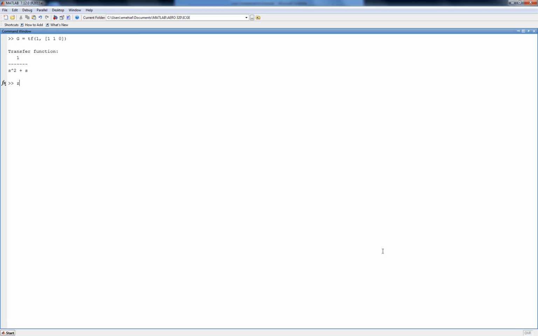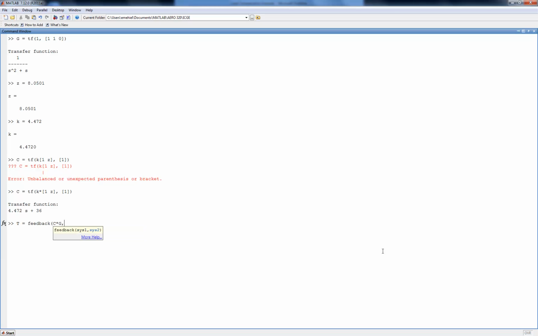We can define z as 8.0501 and k is equal to 4.472. We can define our controller using the tf command as k times [1, z], and then the denominator here is 1. Got to put the multiplication in there. And then we can define the closed-loop transfer function using the feedback command, where we enter the forward path, which is c times g, and then the feedback path, which is 1, because it's unity feedback, and the command assumes negative feedback. And there's our transfer function.